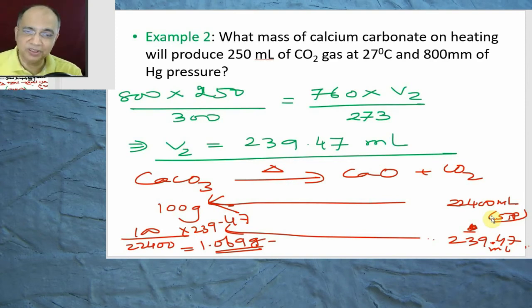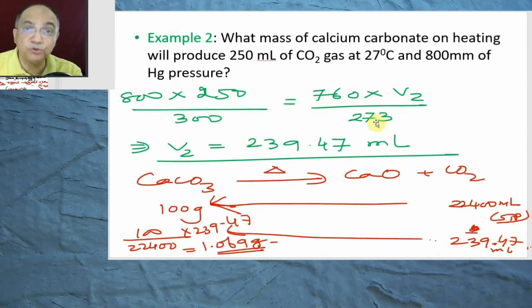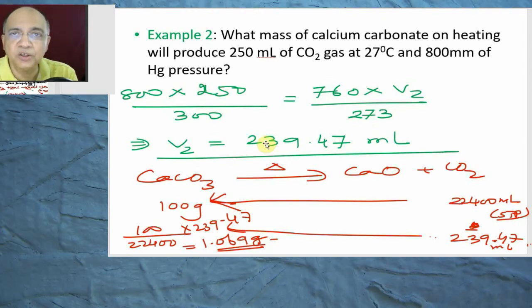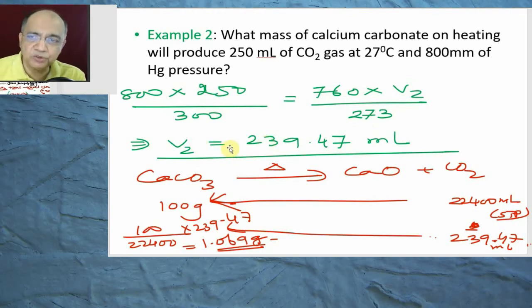So after converting, we use P1 by T1 is equal to P2 by T2. If you do not know this combined gas equation, that is a topic of the first lecture on BCC, you just revise that. P1 by T1, P2 by T2. So we got V2 is equal to this, greatly different from the volume that is given, 239.47 milliliters. The units will be the same.